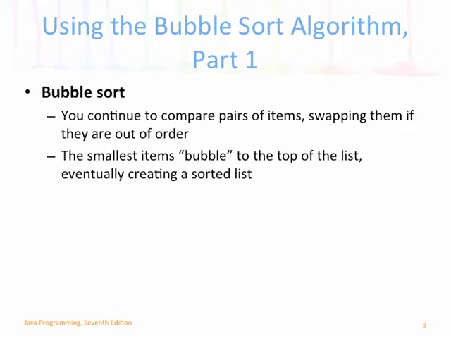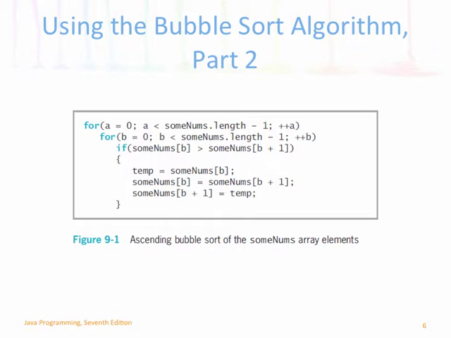To perform the bubble sort, you compare pairs of items, swapping them if they are out of order. So the smallest item will bubble up to the top of the list. You compare the first 2 and then the second 2 and then the third 2 and so on until you get to the end of the list, and then you repeat the process until you've traversed the list n-1 number of times. Here's an example.